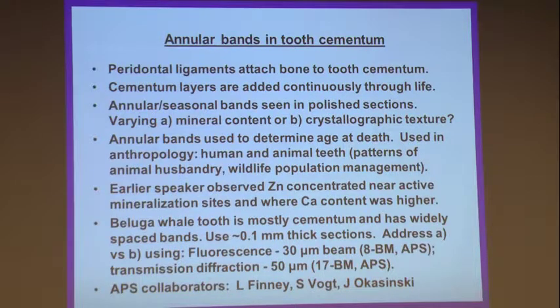They're very important in wildlife management and also in anthropology because this gives us a measure of age at death. Basically, one band is added per year. You get a light band and a dark band. So this is our method of measuring how old someone or some animal was when they died.